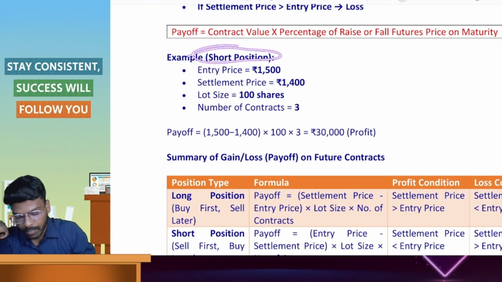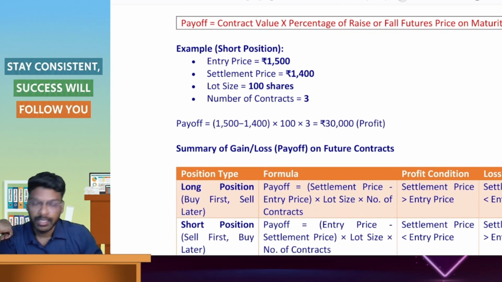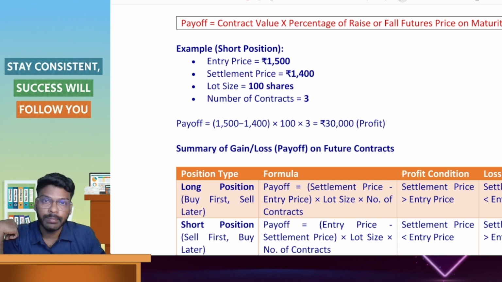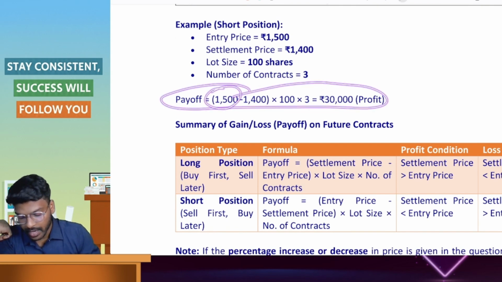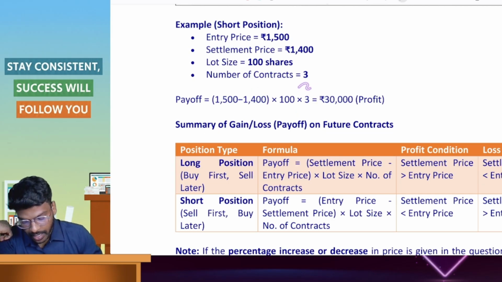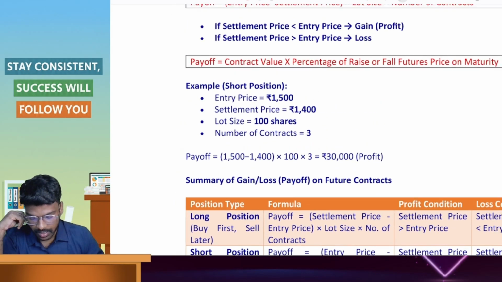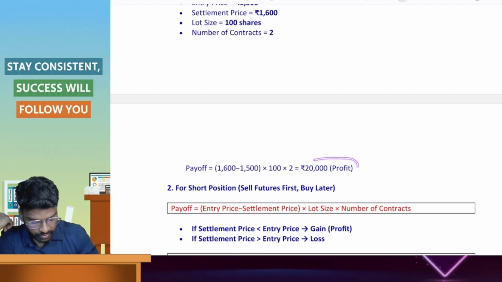Example: short position, entry price is 1500, settlement price is 1400, lot size is 100 shares, number of contracts equal to 3. The payoff computation is 1500, my entry price, minus 1400, into 100 into 3. Then the profit is 30,000.